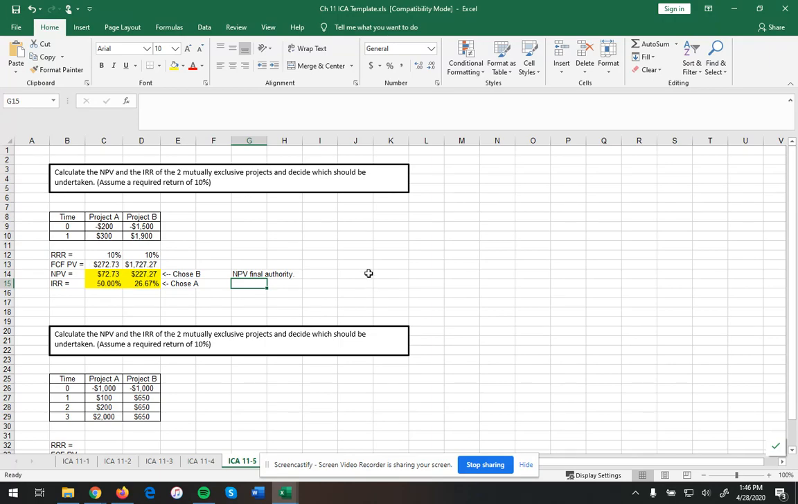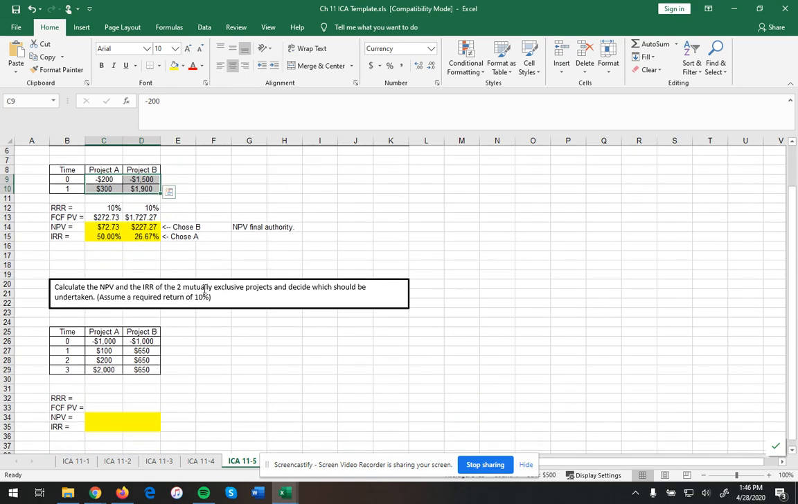But it's important to understand what's going on here. The main reason we see this is because of the size, right? Notice the size. This one's only a $200 project. This one's a $1,500 project. This one only earns an extra $100 above cost. This one actually earns $1,400 or $400 above cost, but it's a smaller percentage. So the size of the project is part of it.